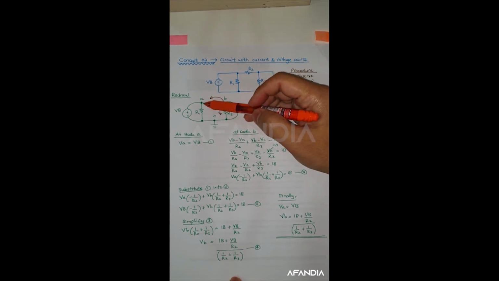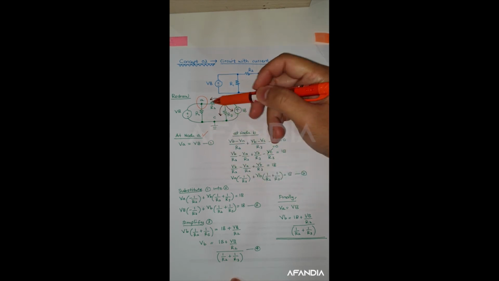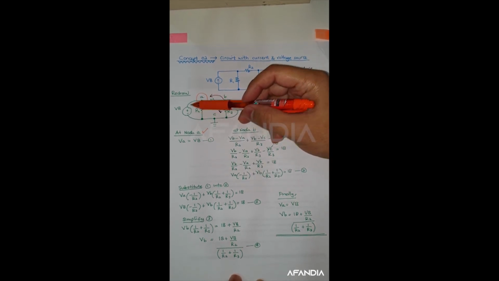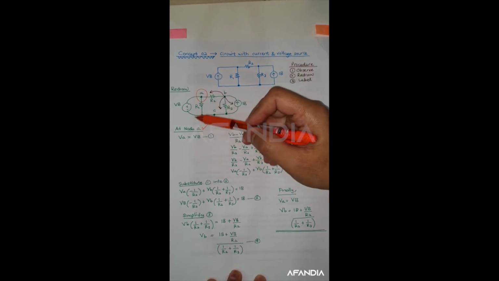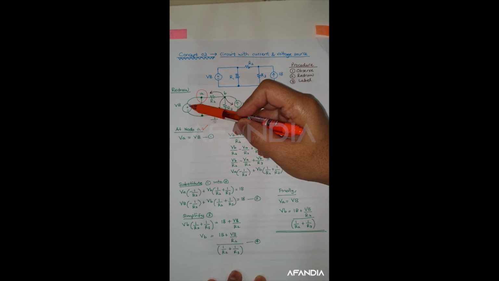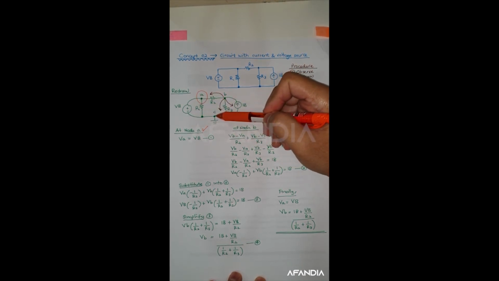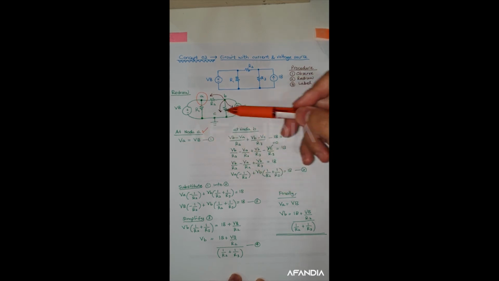Okay, at node A, which is here, there is no current, but we have voltage. So we know that at this node, VA equals VB. Okay, so we have this VA connected with ground. And we have this VB for this specific voltage at node A.